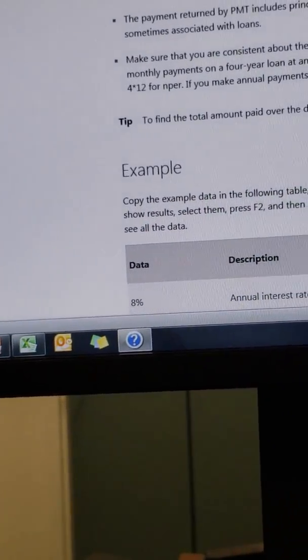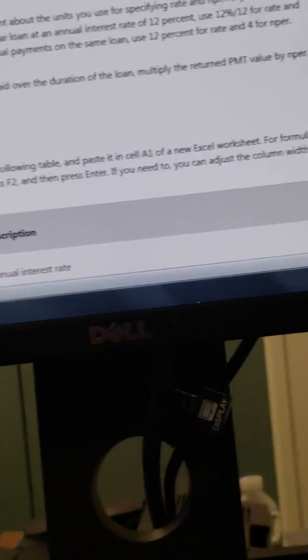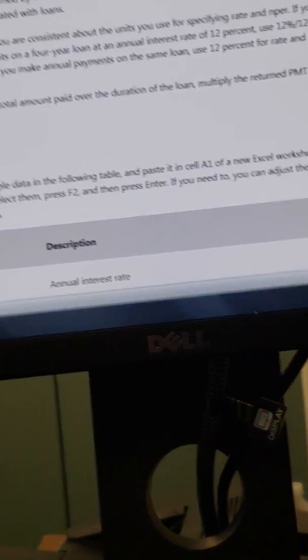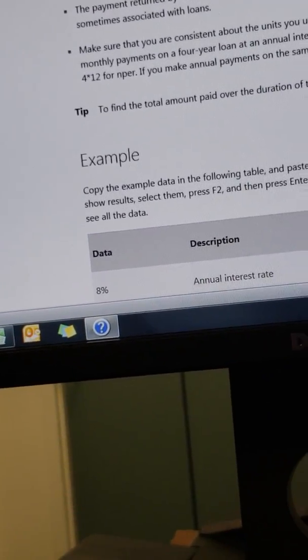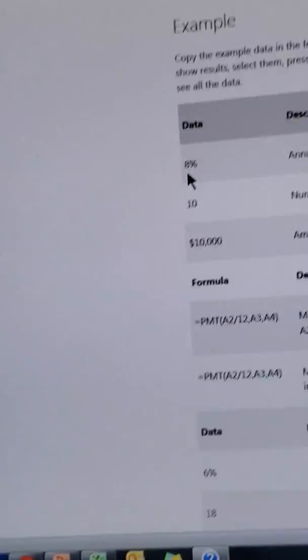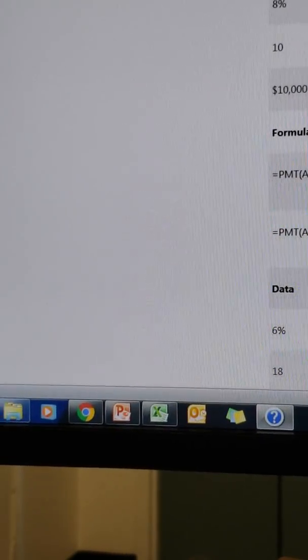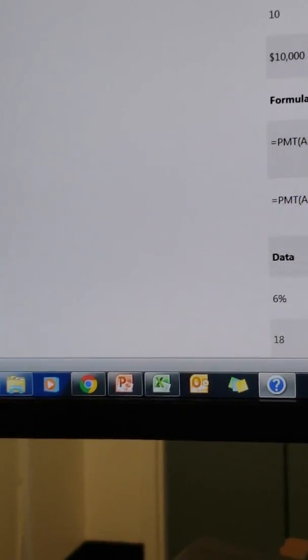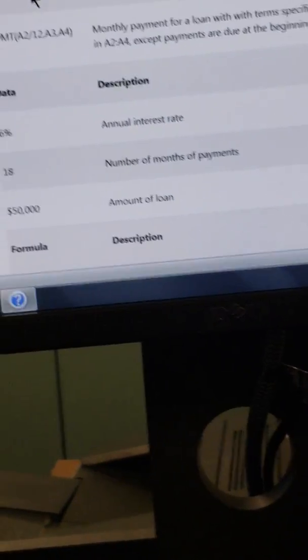Now, if you want to find the total amount paid over the duration of the loan, you can multiply the returned PMT value by NPER. And I love the examples that they put in here. So take a look at this sample. We have 8%, number of payments, number of months to pay. If you've ever gotten anything other than a car and a house, like Rent-A-Center, they're known for this. Yeah, they get you with that interest. They all do. But that's why they're in the business that they're in.